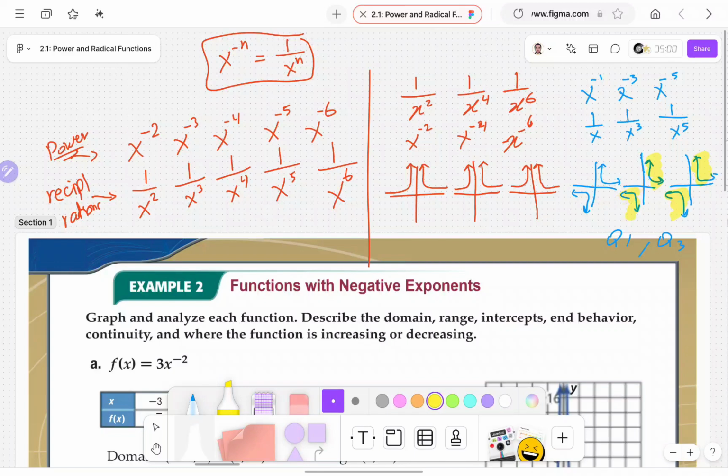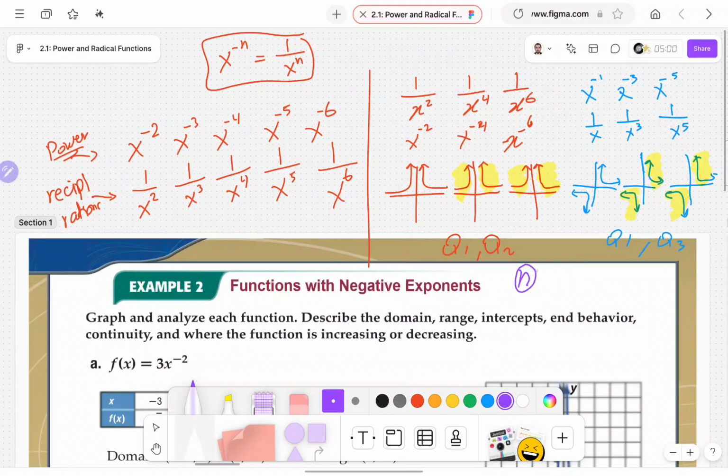this is quadrant 3. Okay, and when it's an even power, it should be in quadrant 1 and quadrant 2. So this is quadrant 1, this is quadrant 2. Quadrant 1, quadrant 2. Okay, I hope you understand. So now let's write this formula here.